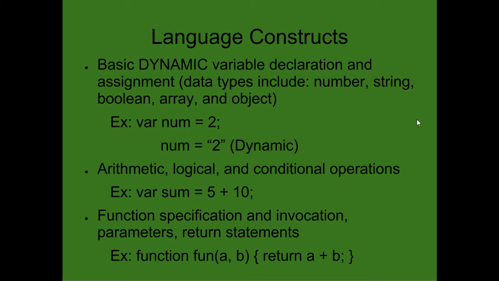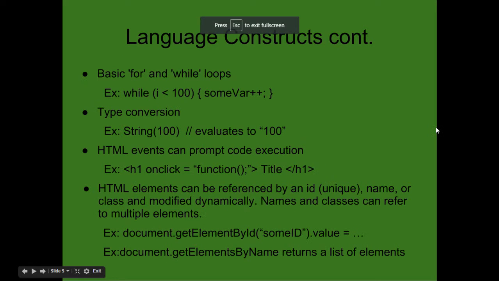And there's also support for function specification and invocation, including parameters and return statements. JavaScript also has support for basic for and while loops, and for type conversion. And HTML events can prompt JavaScript code execution. HTML elements can also be referenced by a unique ID or by a name or a class, which can refer to multiple elements.